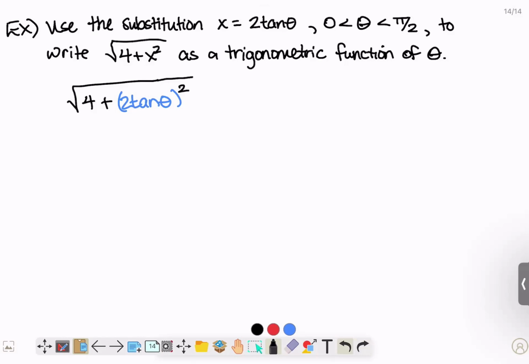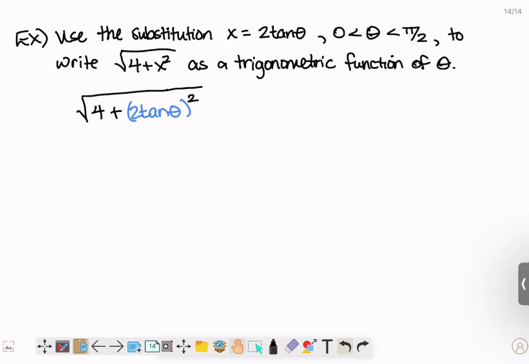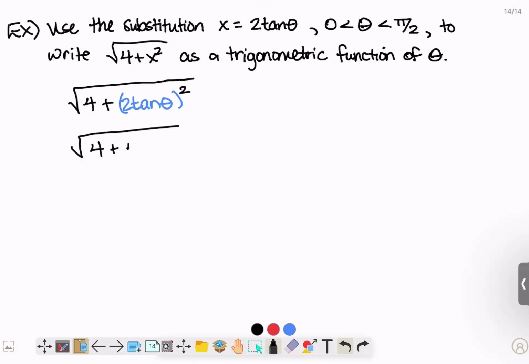Okay, and now I'm just going to evaluate this and simplify it as much as I can. So I'm going to go ahead and do the square. That would be 4 tangent squared theta. Very important note here, you cannot just square root the 4 and then square root the 4 tangent squared separately.